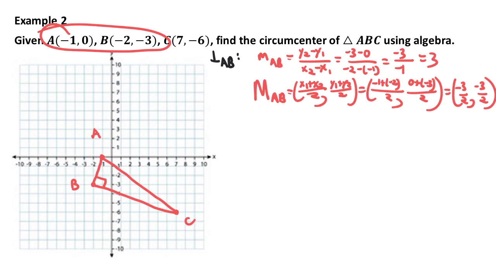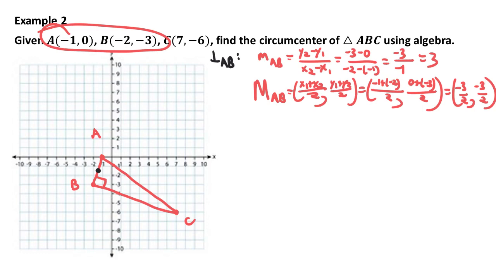Let's see if that makes sense for a midpoint. Negative 3 halves is negative 1.5. So negative 1.5 by negative 1.5 is right here. And that sure looks like the midpoint of AB. So it looks like the midpoint of AB is correct. The slope of AB is correct. We're well on our way.